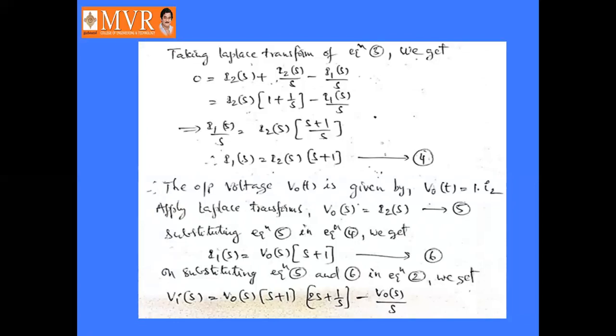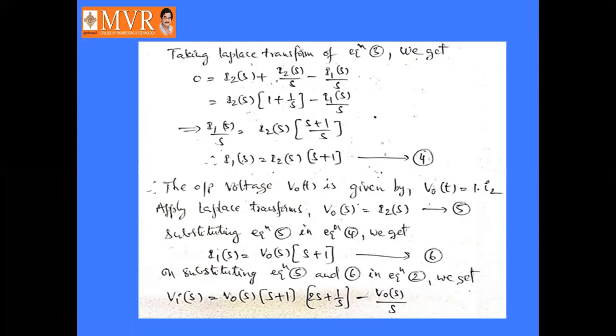So taking I2 of S as common, I2 of S into 1 plus 1 by S, minus I1 of S by S, so that I1 of S by S becomes I2 of S into 1 plus 1 by S, taking LCM as S, S plus 1 by S. From this expression, I1 of S equals I2 of S into S plus 1, the S's get cancelled. That is treated as equation number 4.